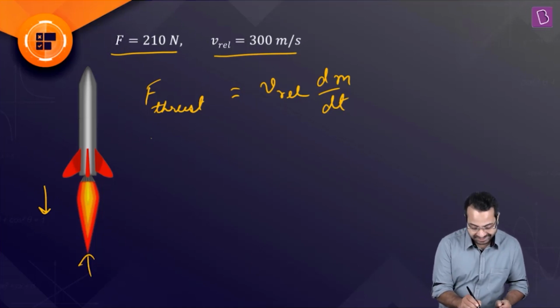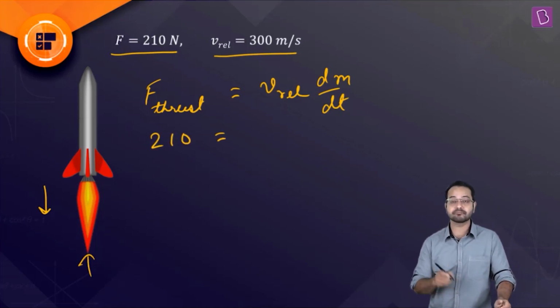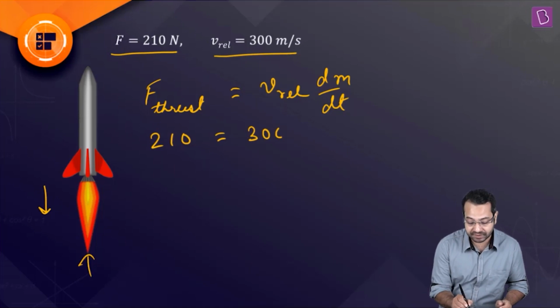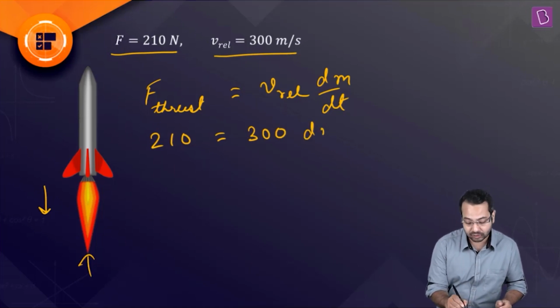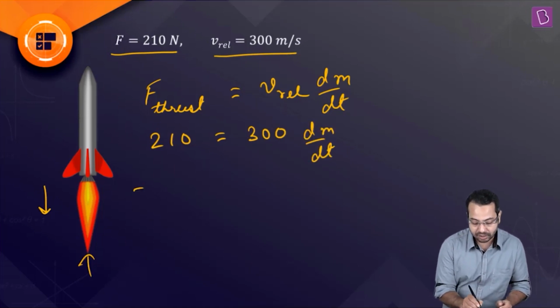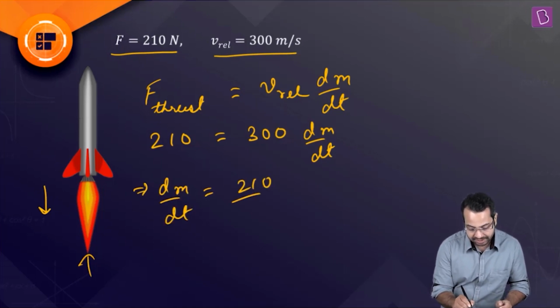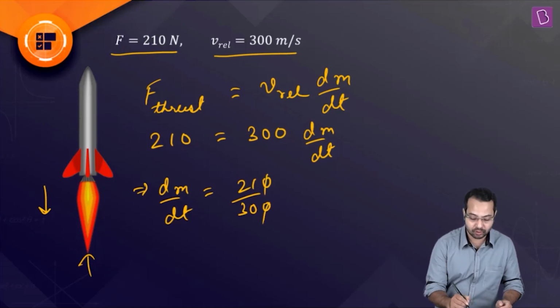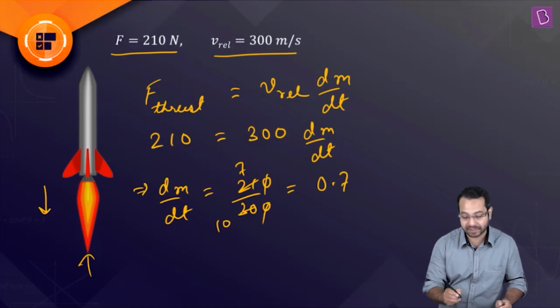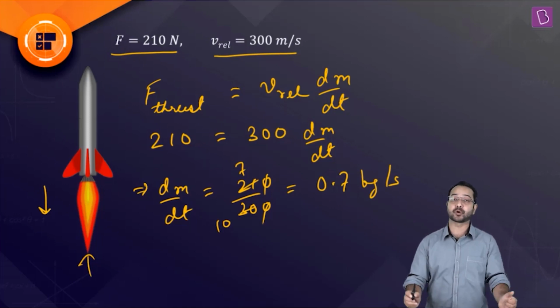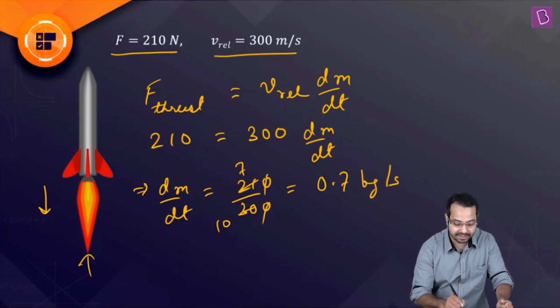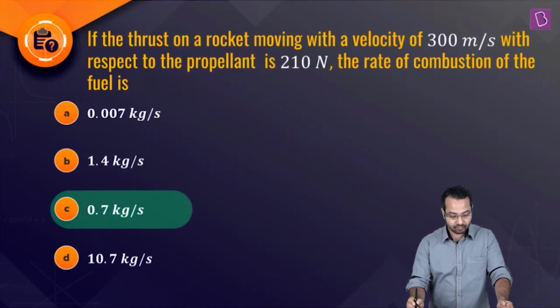So we know that the thrust is 210 Newton. We also know that the relative velocity is 300 meter per second. So this multiplied by dm by dt. From here I'm going to get dm by dt equal to 210 upon 300, which is 0.7, and the unit obviously is going to be kilogram per second, and that is going to be my answer. Let's have a look at the options. So option C is going to be the correct option.